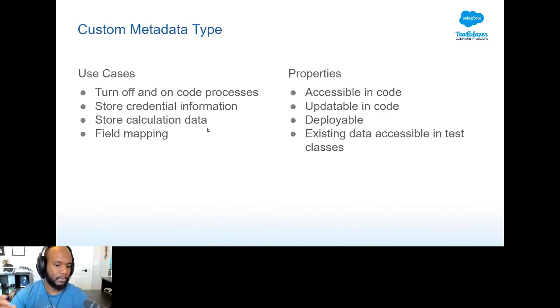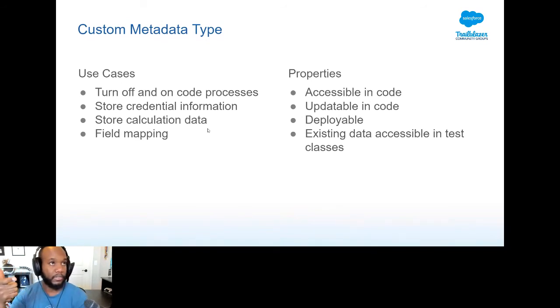They're accessible in many different places like flows and code, but they work more on a one-off basis. So they're not like normal records, and we'll see what that means in a second once I get into the demo. But custom metadata types are used in many different cases.